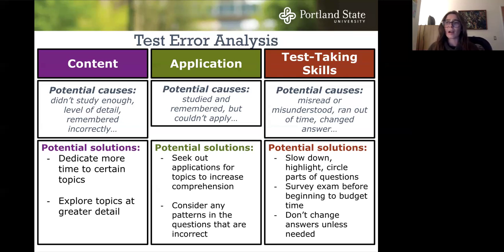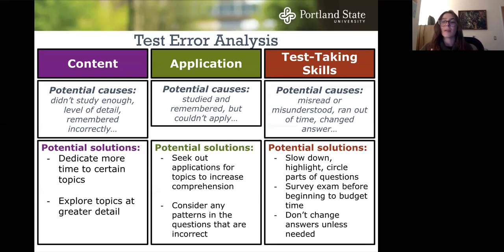Even if they're different types of topics, is there any sort of relation between the questions that we're getting incorrect? Maybe we need to focus more on our vocabulary or our understanding of key terms and what that relates to, especially when it comes to math and our formulas. So it could be our application that we need to work on more. It could also be working on our test taking skills. So maybe we're not reading thoroughly throughout the exam, or we ran out of time, or we changed our answers. We weren't confident in what we were putting down the first time.